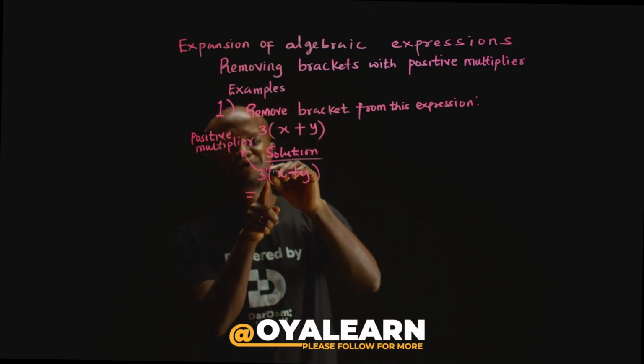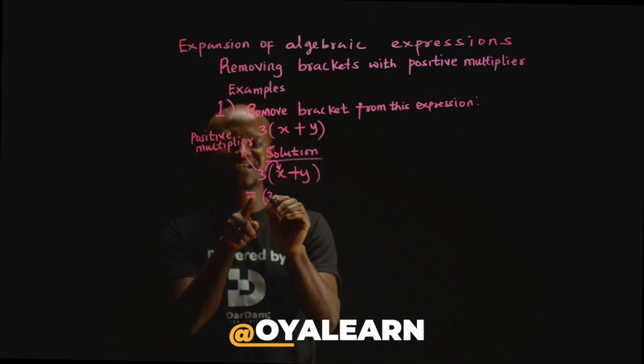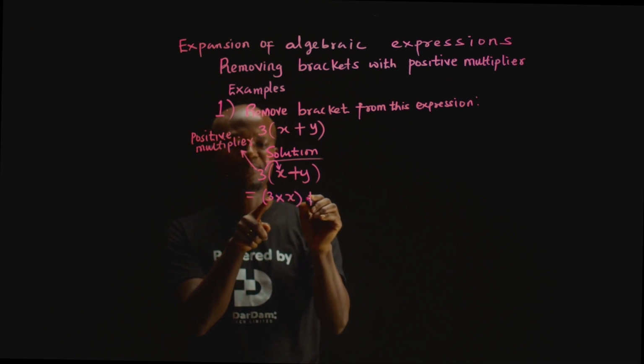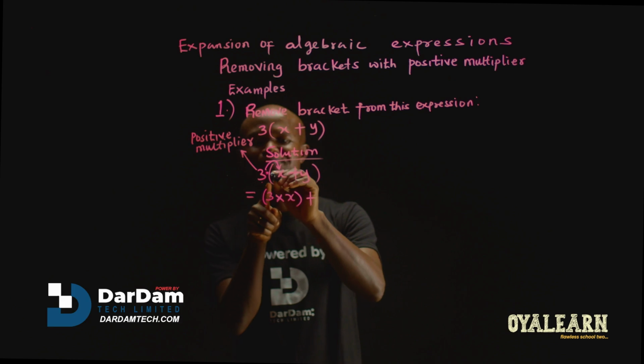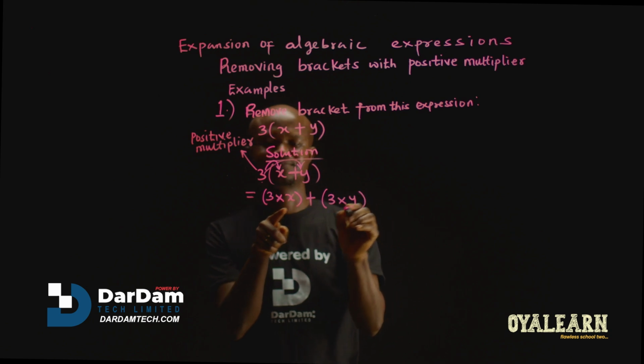This multiplier will first multiply x, so we are going to have 3 times x. Then plus, this same multiplier will multiply plus y. Then we have 3 times y.